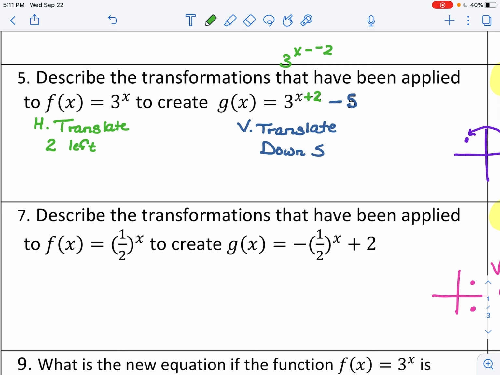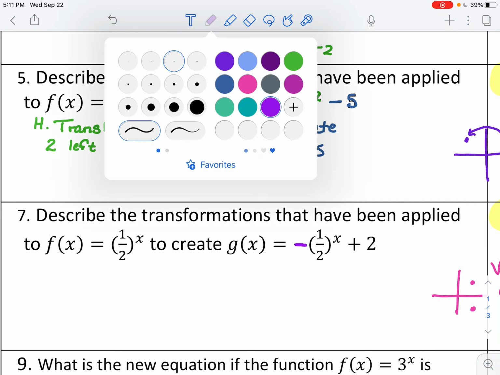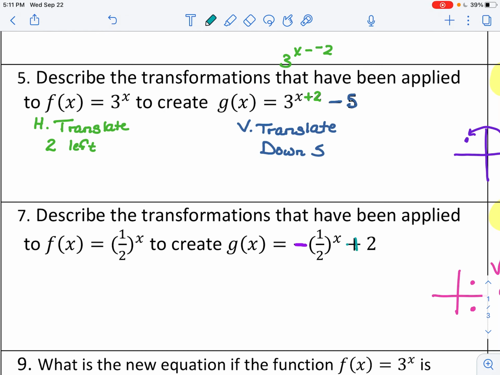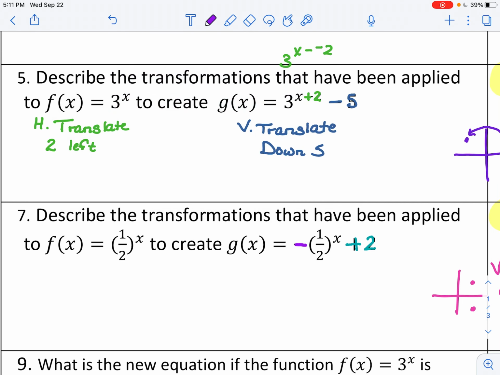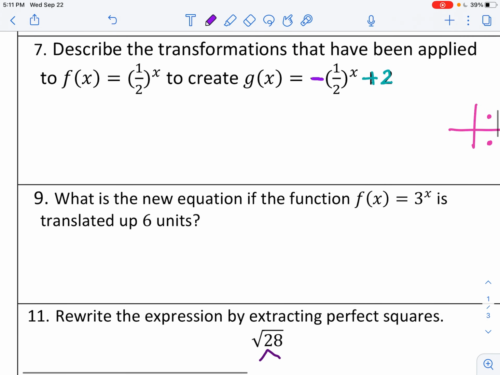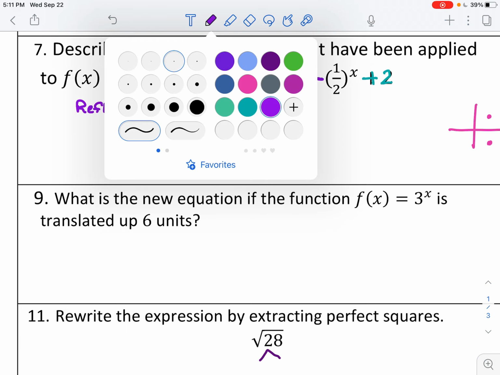down. I'm going to do similar things for number 7 right below this. So on number 7, I see a negative that's been tacked in front of the 1/2 to the x power. I also see a little bit later on a plus 2. So those are the 2 translations that I'm going to describe. So the negative is being technically multiplied. It's a -1. Negatives are always going to be reflections. When you multiply by a negative number, you will be reflecting.